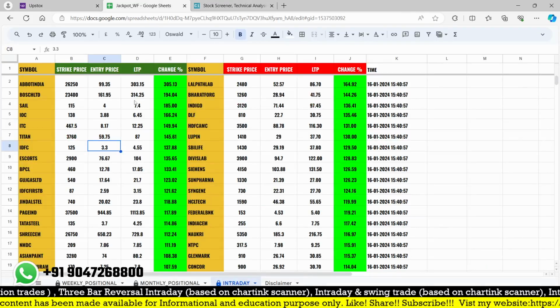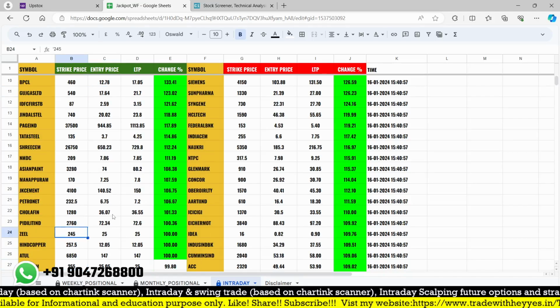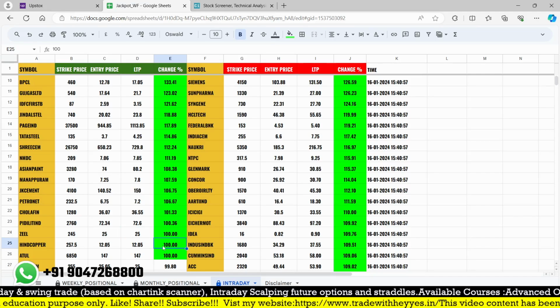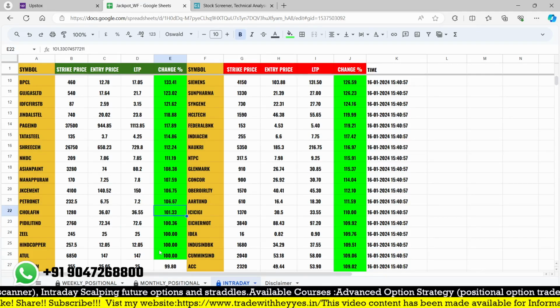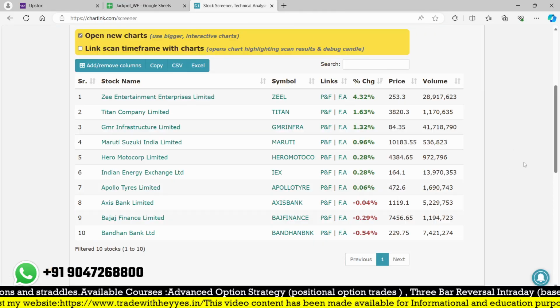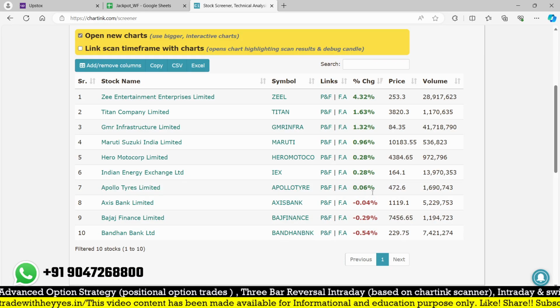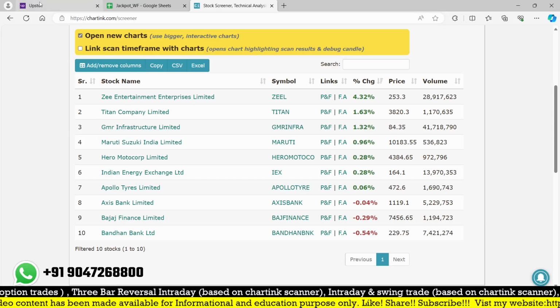So what should be the strike price if I'm looking for a Z Entertainment? So 245 is the strike price. You can see there is no liquidity. It is still zero. Hind Copper is not liquid. Apple and Pidilite and Chola Finance are mostly not liquid ones. Okay, so we need to plan for an option trade. Look for liquid stocks only.